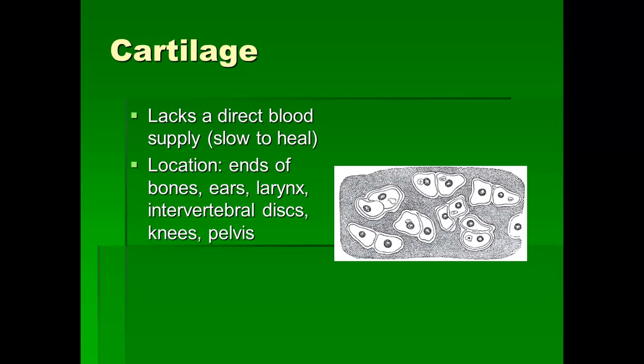Cartilage is another type of connective tissue. It lacks a direct blood supply, which is why it, as well as things like tendons and ligaments, don't have the greatest blood supply. They are very slow to heal. If you've ever sprained an ankle, it actually will take longer to heal than if you broke the ankle without the sprain. We find cartilage at the ends of bones, in our ears, in our larynx, in the intervertebral discs in the spine, and also in our knees and our pelvis.